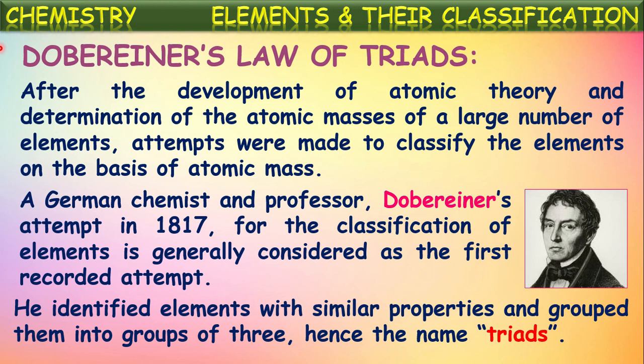He identified elements with similar chemical properties. He identified three elements having the same type of chemical properties and grouped them into a group of three. Hence, these are named triads. In honor of his name, they are known as Daubernier's triads. A triad means a set of three elements which have similar chemical properties.